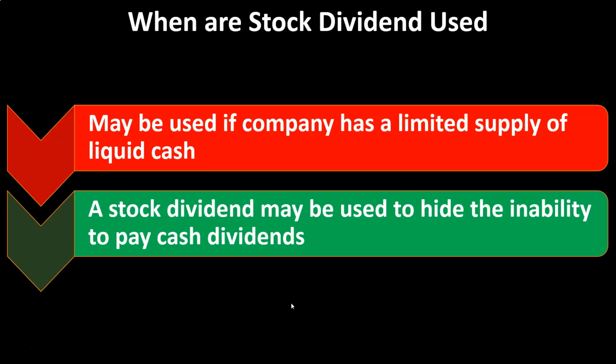A stock dividend may be used to hide the inability to pay a cash dividend, and that could be seen as a negative. So corporations, of course, have to be careful with the stock dividend strategy. If they're low on cash and they want to give something to the owners, it might be better to give something like a stock dividend, but at the same time, it could be seen as an indication that they don't have the cash to give the same amount of dividend, which could be a negative indicator on the market.